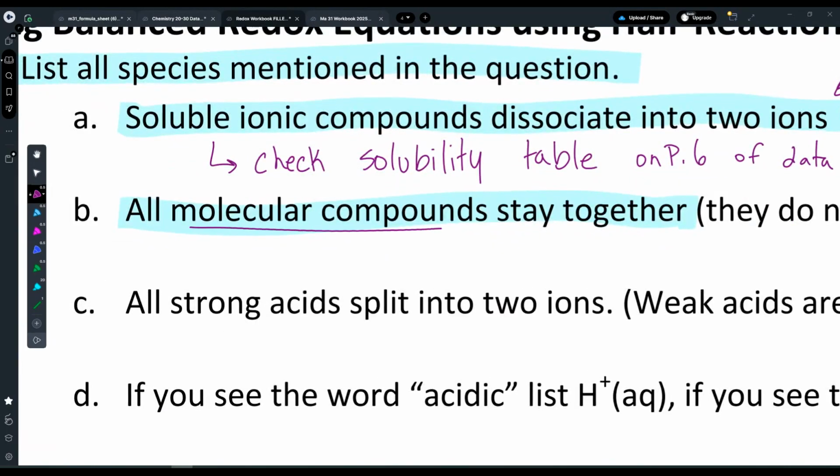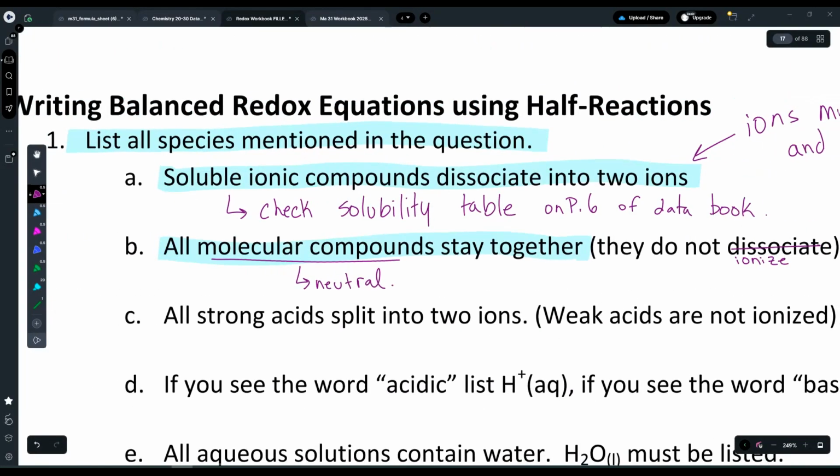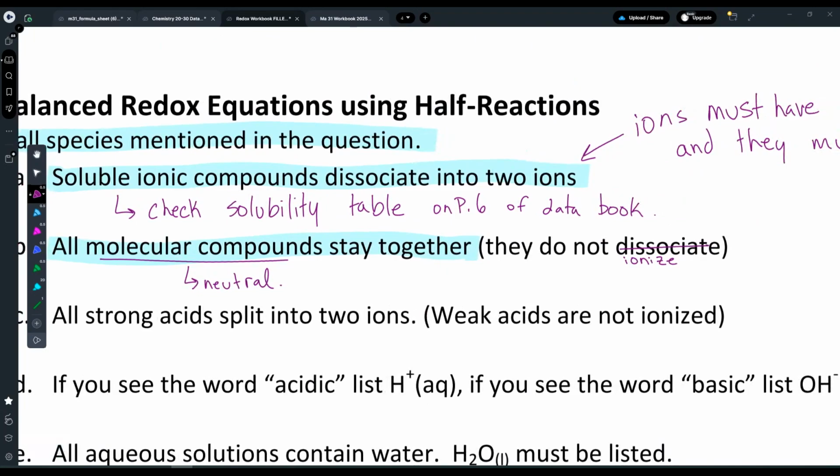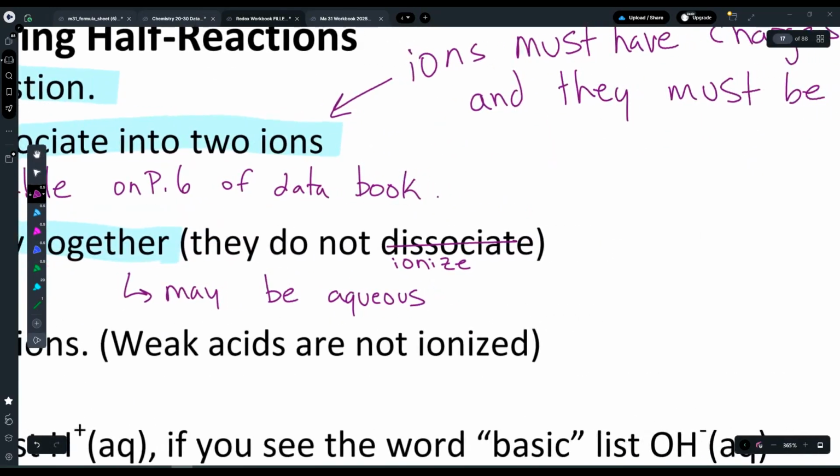Molecular compounds are also going to be neutral. So molecular compounds, you do not ionize them. However, they may be aqueous. But even though you may have a molecular compound be aqueous, it still sticks together. So for example, if you dissolve hydrogen peroxide in water, it goes from a liquid to aqueous.